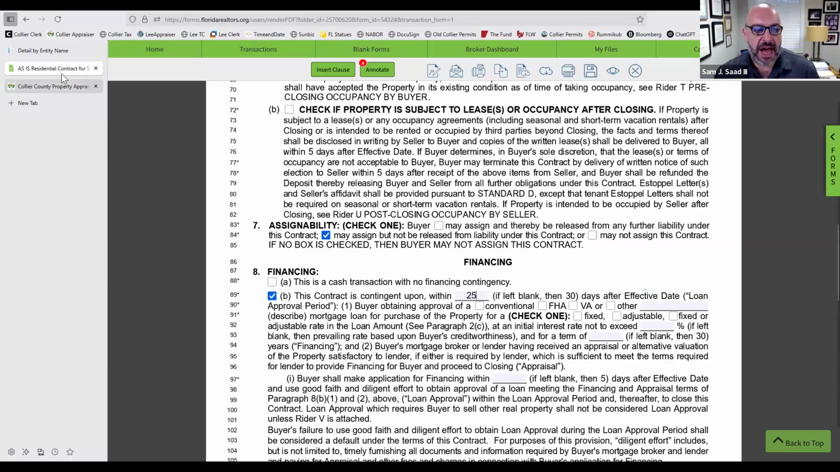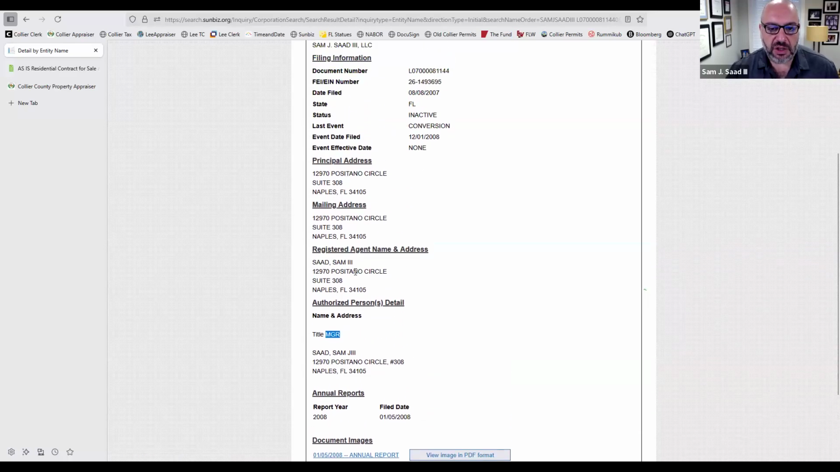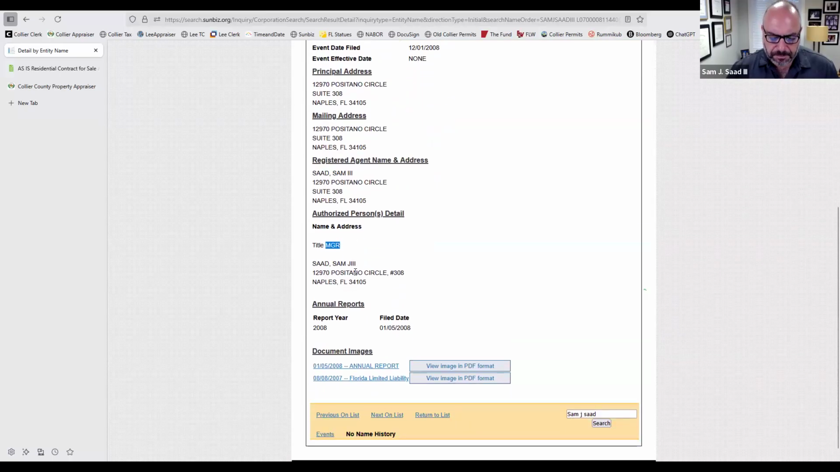So you saw in my example, which I'm showing on the screen now, we have a named manager. It's one manager, so we can assume from the articles of organization, which are available down here, and this is really what they look like, that the manager can sign for this LLC.